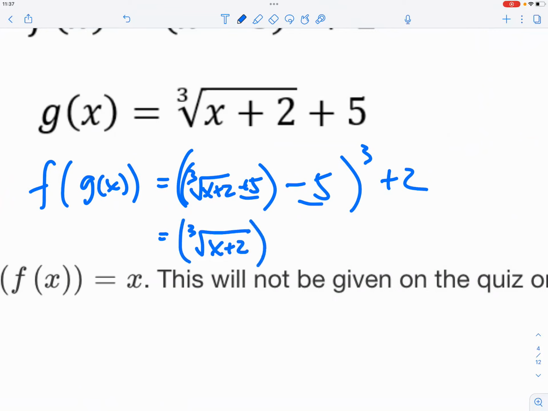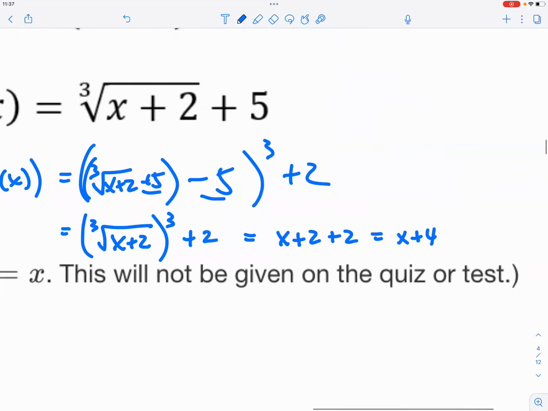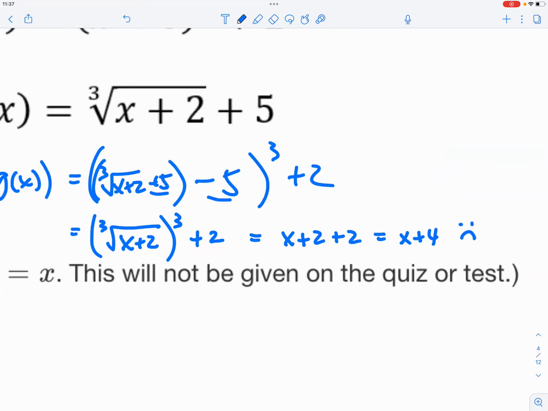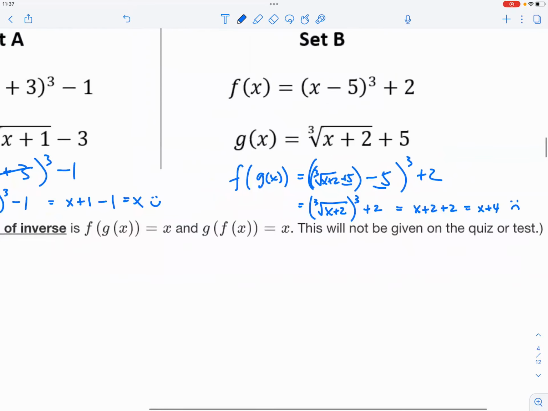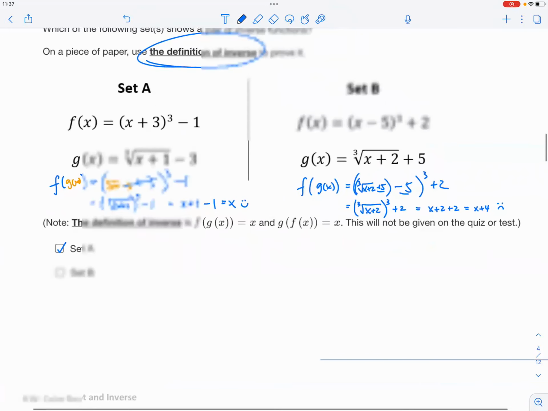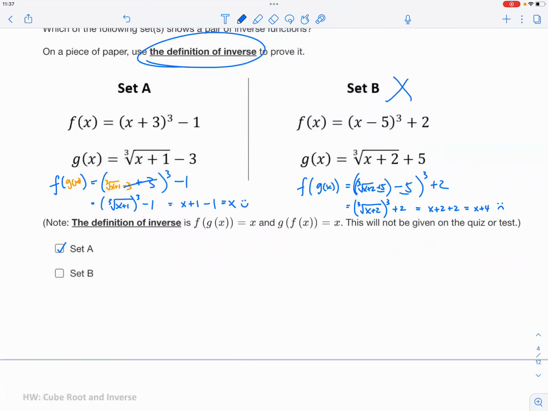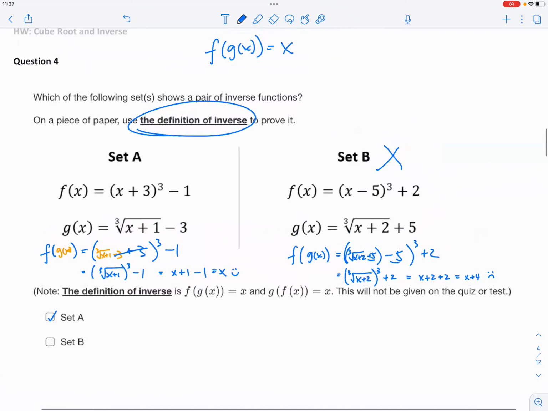So we have cube root of x plus 2 cubed and then +2. And then the cube root and cube cancel each other out. So you have x plus 2 and then +2, and then you have x plus 4. And that, unfortunately, is not x. So in that case, set B does not contain a pair of inverse functions.